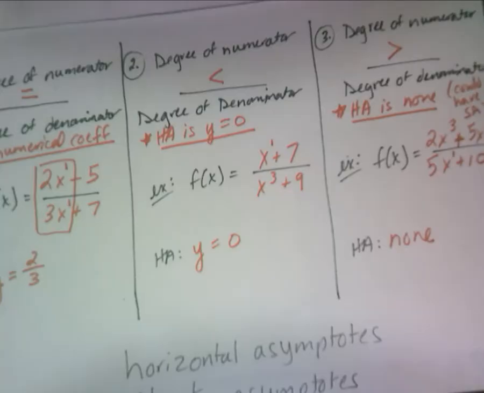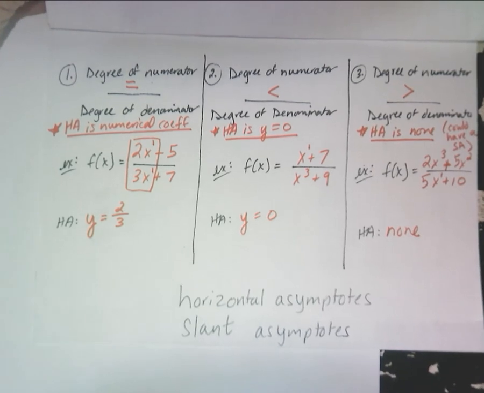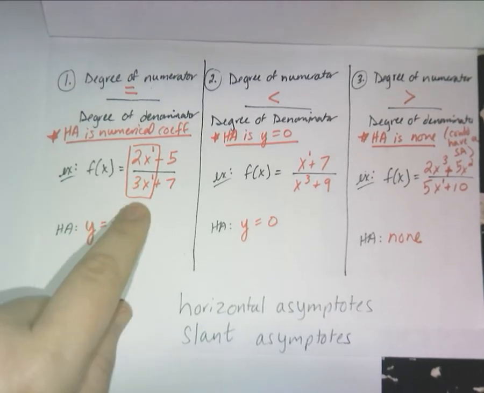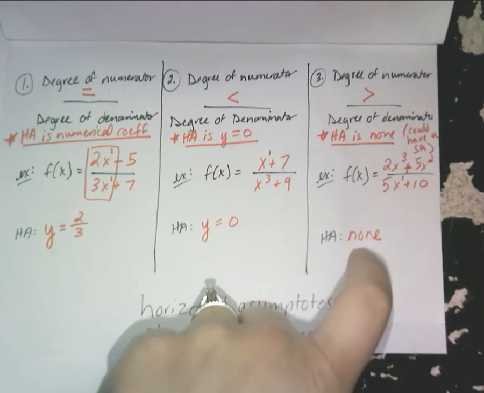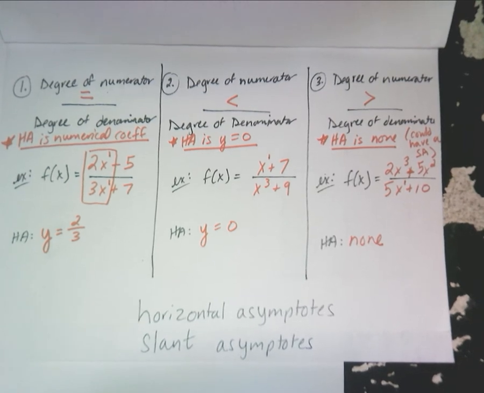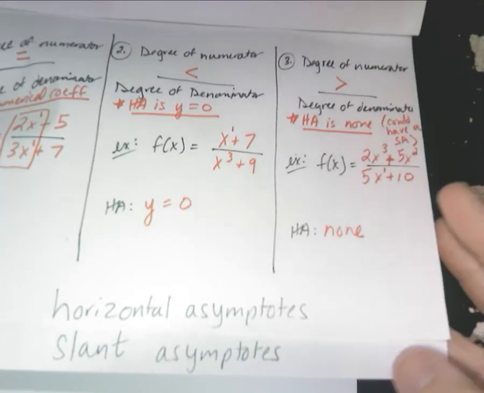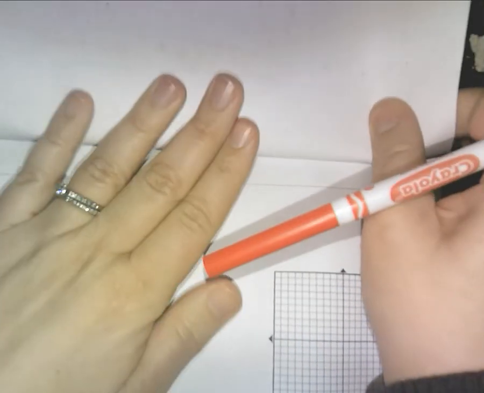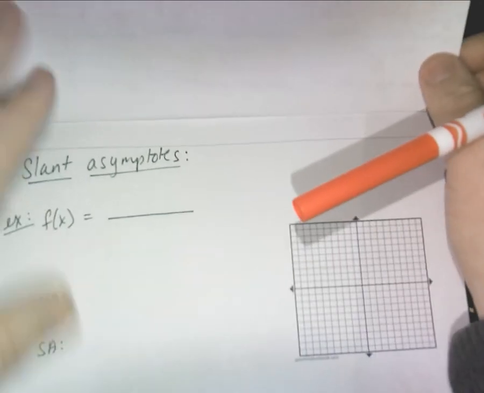Okay? So really easy. These are the 3 possibilities for horizontal asymptotes. It could be the numerical coefficient if they're equal, y equals 0 if the top is smaller, or none if the top is bigger. Those are your only choices on tonight's homework. 0, none, numerical coefficient. Okay? All right, so cool. Our last one, this idea of a slant asymptote. What does that mean? And then I'm going to do 3 examples, and then we're going to be done.